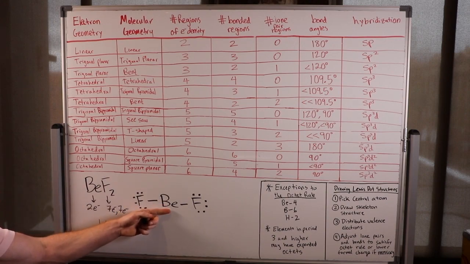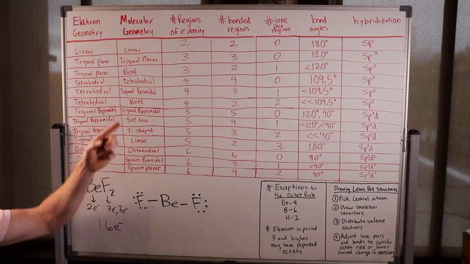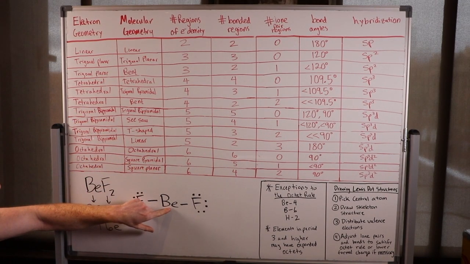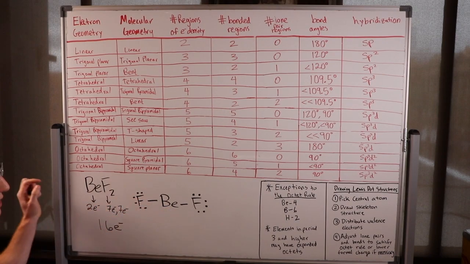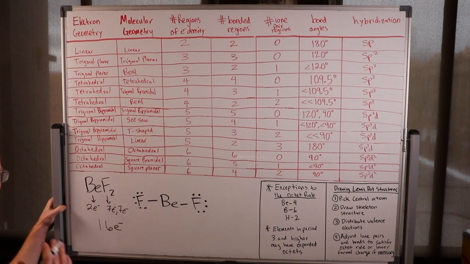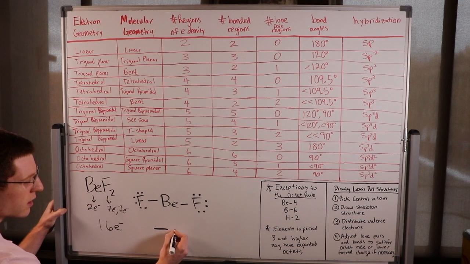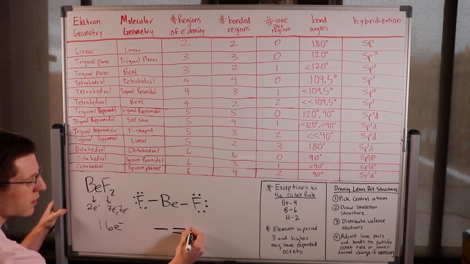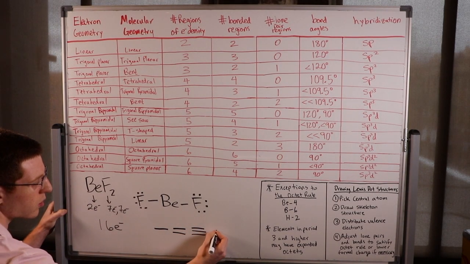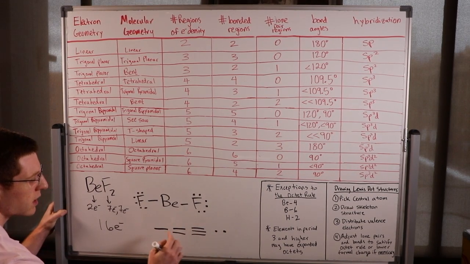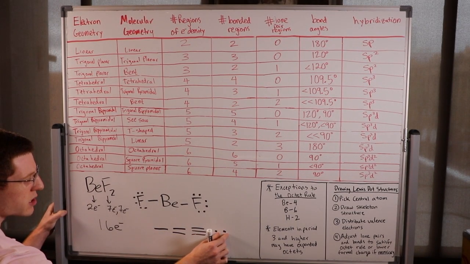So now all we have to do is find this information in this chart up here. The first thing I do is figure out how many regions of total electron density I have. Well, what is a region of electron density? An example of a region of electron density would be this, this, this, or this. These are all examples of regions of electron density.